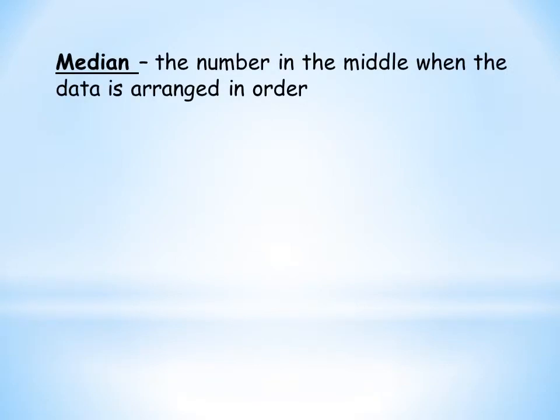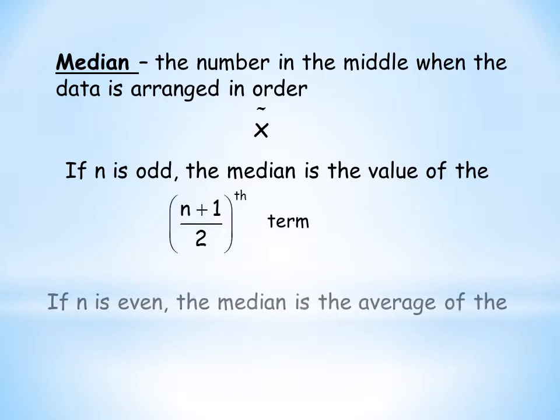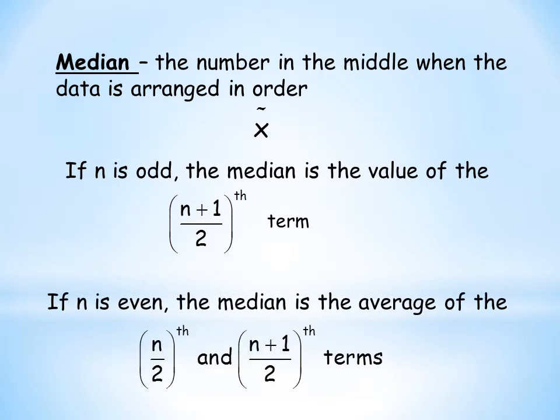The median is the number in the middle when the data is arranged in order. That's key. It has to be arranged in order. The symbol is x with this little tilde above it. However, your calculator will just use MED for the median. If you have an odd number of things, the median is simply the middle term. But if you have an even number of things, then you have to take the two middle terms and average them.